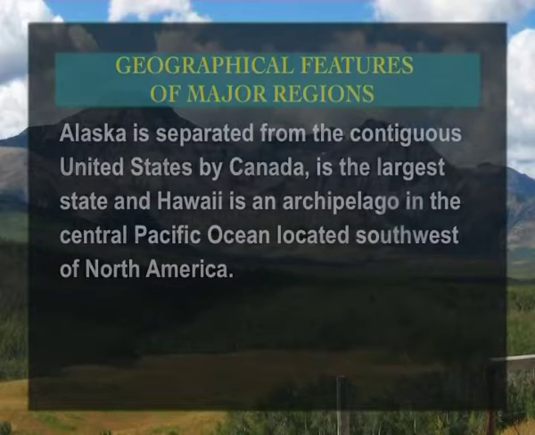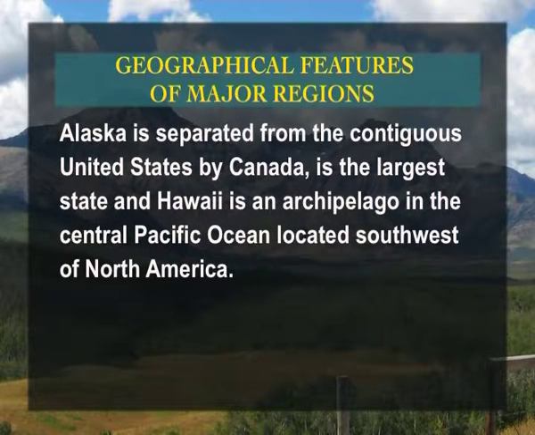Geographical features of major regions. The United States of America consists of 48 contiguous states and 2 non-contiguous states, Alaska and Hawaii. The United States also owns some overseas territories and possessions in many parts of the world. Alaska, which is the largest state, is separated from the contiguous United States by Canada, and Hawaii is an archipelago in the Central Pacific Ocean located southwest of North America.